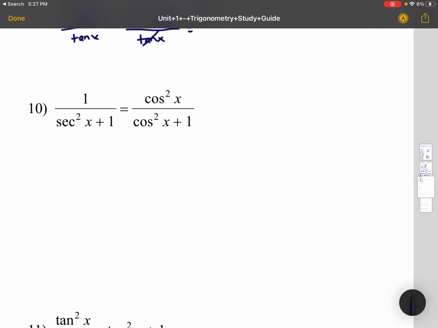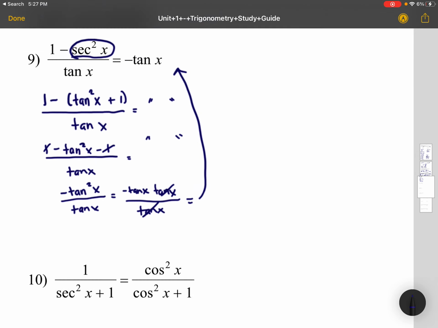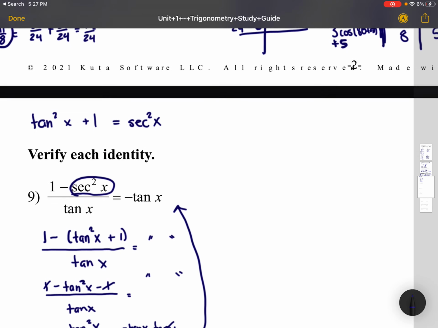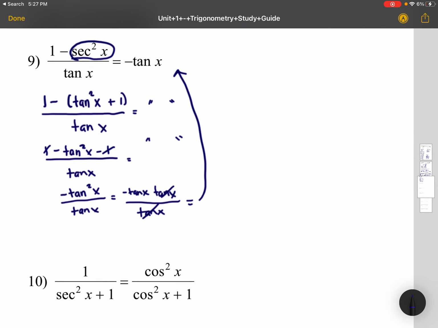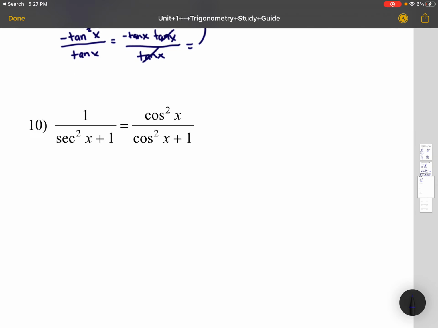Number 10, 1 over secant squared x plus 1. Let's see. What would Mr. Martin do here? There's a couple ways to do this. Let's be clever. So secant squared x plus 1, do we have an identity for that? No, we don't. Secant squared is tangent squared plus 1, so that would be tangent squared plus 2. Easiest thing to do is then turn everything into sine and cosine. So in this case, we're going to turn everything into cosine.